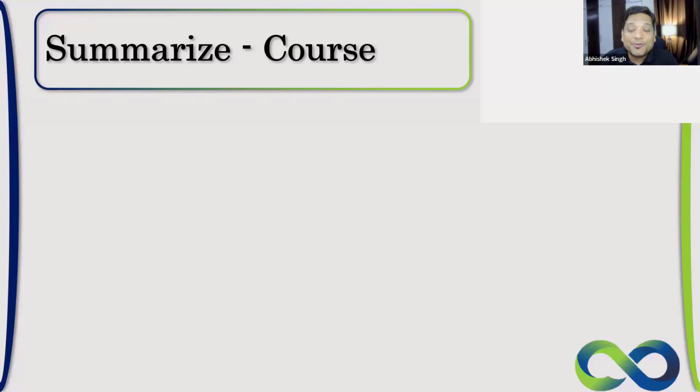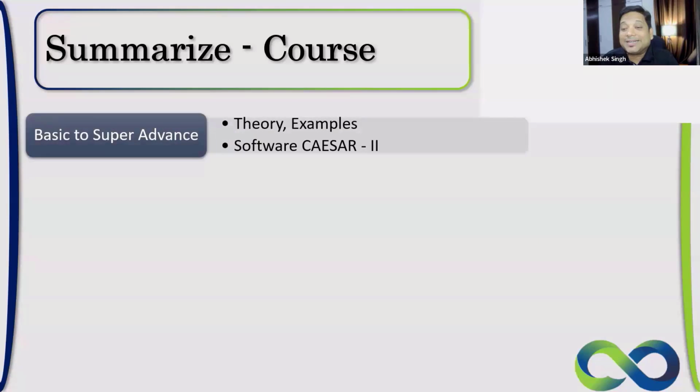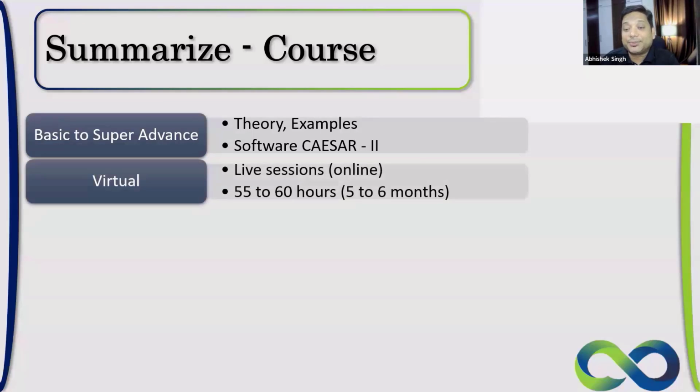So just to summarize how we are going to conduct this, it will be theory like we conducted right now, and it will follow with live examples. We'll be doing the calculation together, and then software. So we'll be doing the same operation in the software, doing lots of modeling and analysis using Caesar II. The classroom will be live sessions, online like we are doing right now. The duration will be 55 to 60 hours at least. It will run for 5 to 6 months.